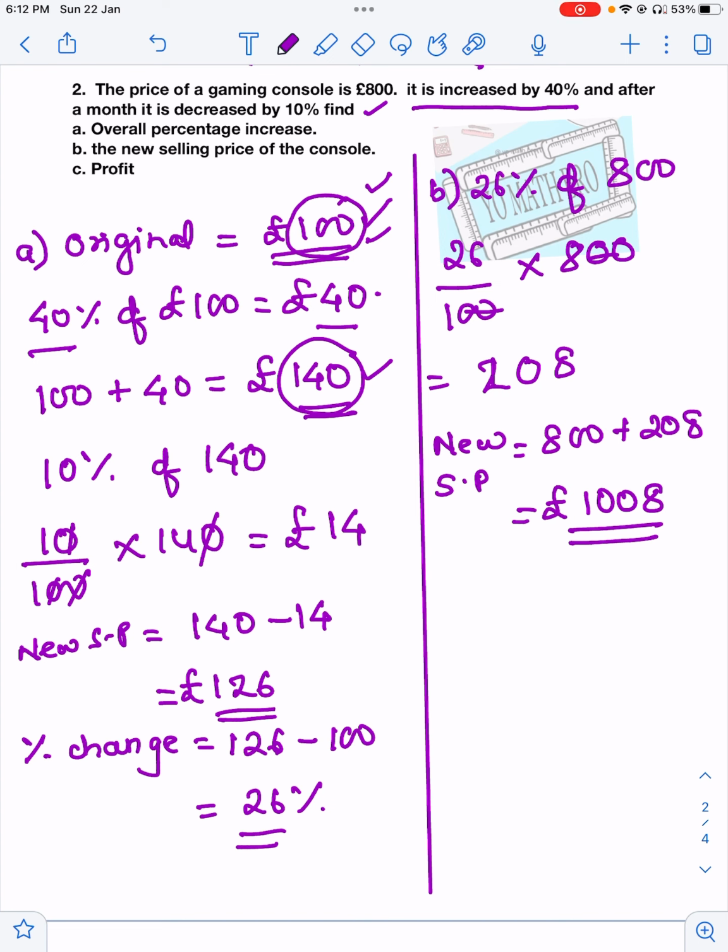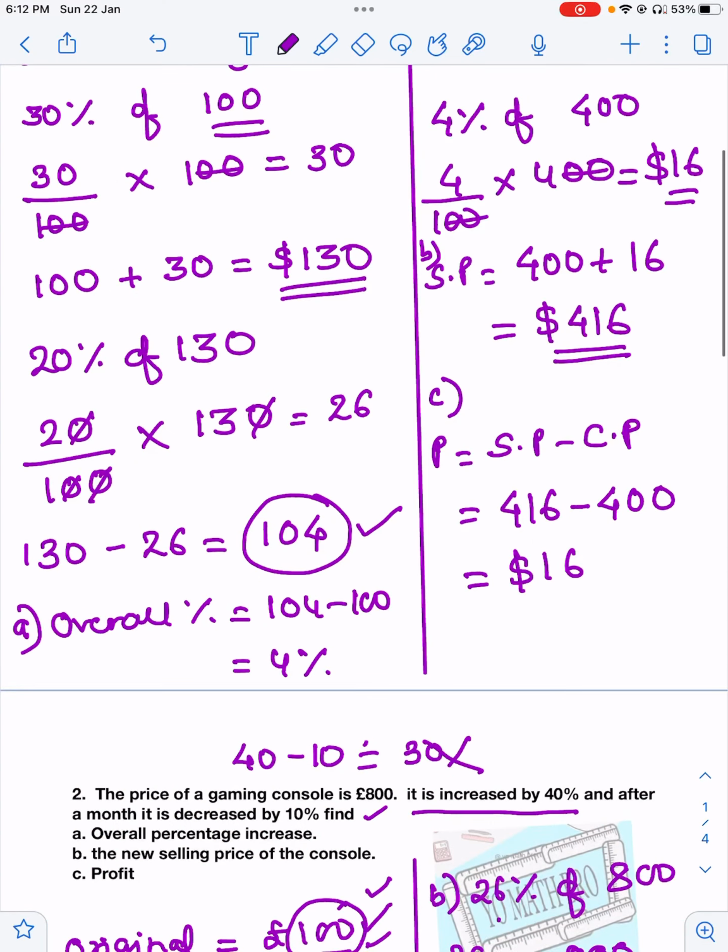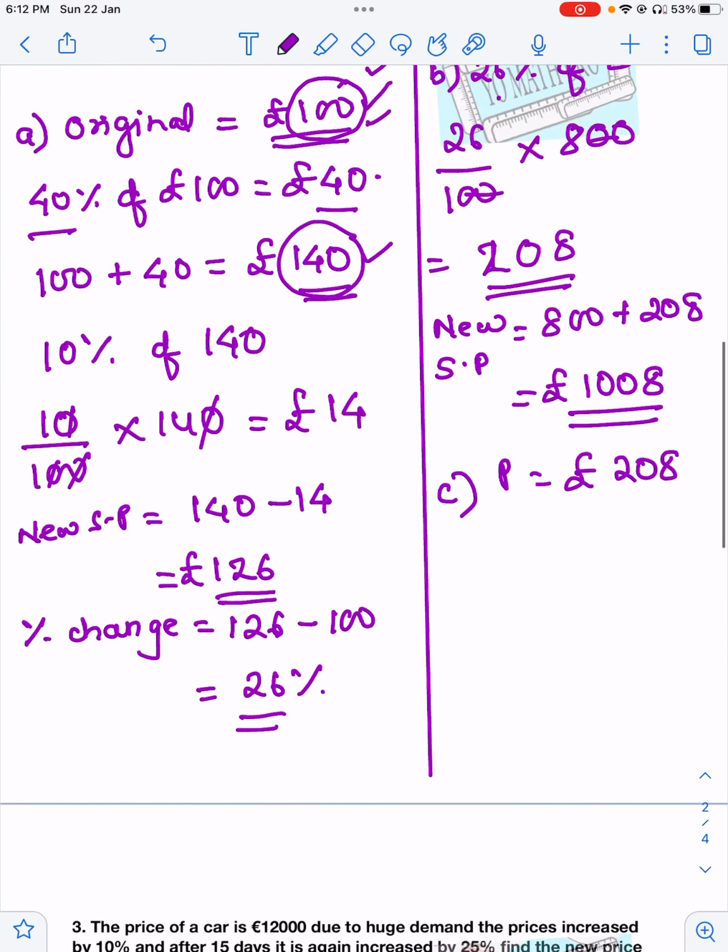And how much is my profit? My profit was nothing but 26% of 800. Straight away, my profit is £208. So here no need to do the formula of SP minus CP, as it will come for 1 mark. You can directly give the answer. So here is a method by which you can solve three sub questions at a time.